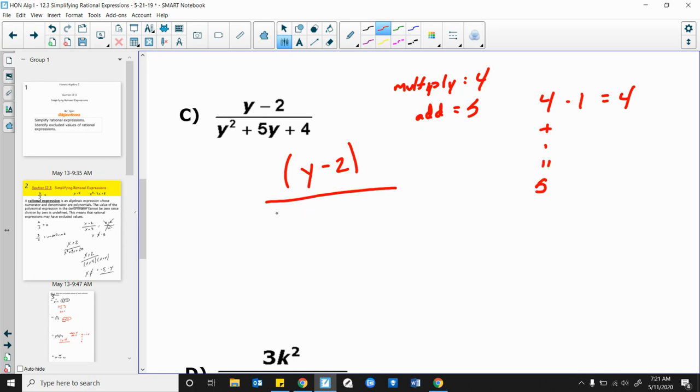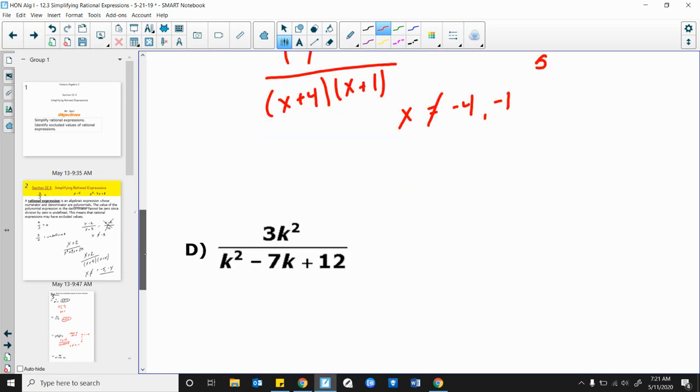So I'm going to have x plus 4, x plus 1. And then I have to think what values are going to make either of these 0. Well, x cannot equal, in this case, x cannot be negative 4. And over here, x cannot be negative 1. All right. I think I got one more example here.